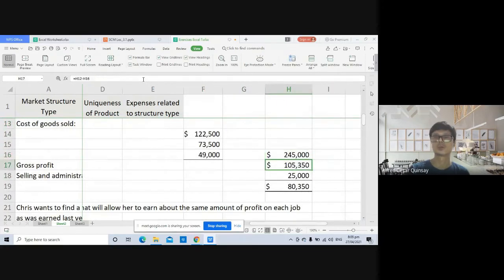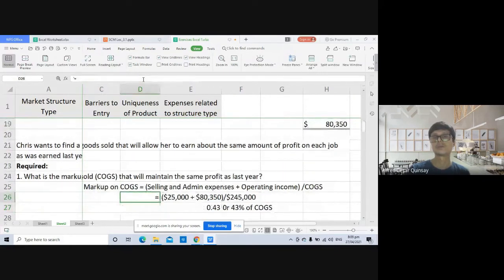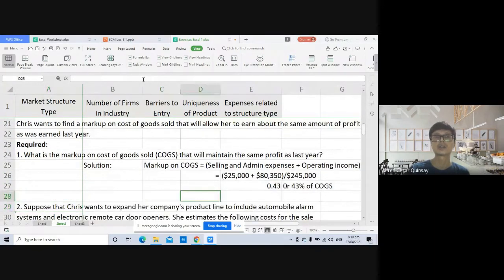Ito yung cost of goods sold, no? Kasi dito tayo magbabase. Okay, so kukuha natin 0.43 or 43% of the cost of goods sold. Yan yung markup natin. Okay? So, paano yun? Dito, yan yung pinaka-markup natin. Okay, 43%. Yan na yung sagot.